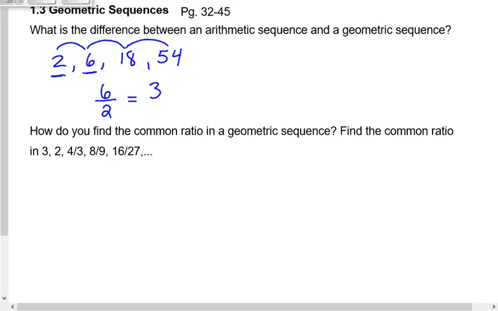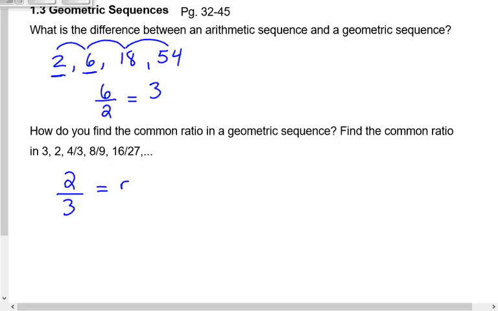So for the example that's given, 3, 2, 4 over 3, 8 over 9, 16 over 27, you can take any term. So we can take 2, and we're going to divide that by the previous term of 3. So our common ratio is going to equal 2 over 3. Okay, if we took 16 over 27 and divided it by 8 over 9, we would end up with the same ratio as well.